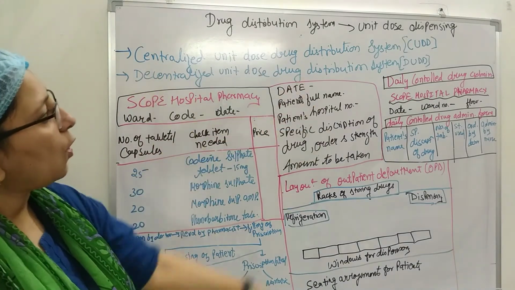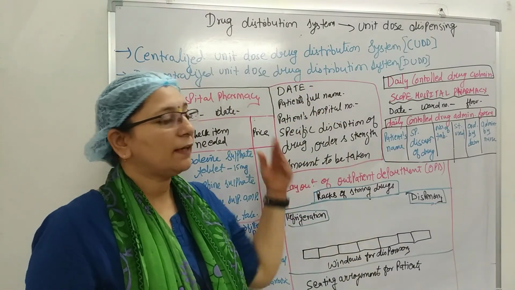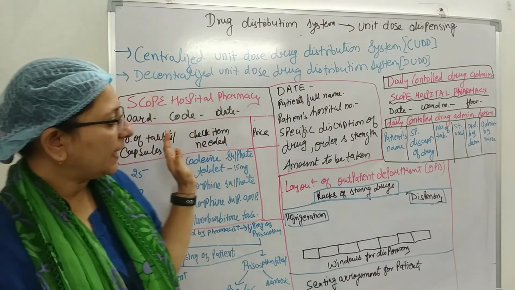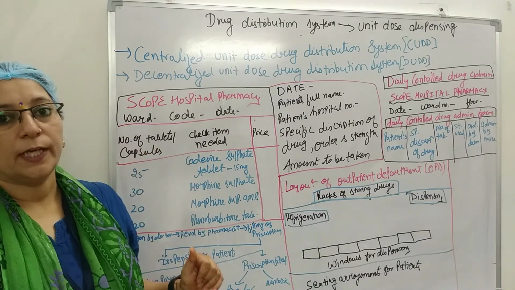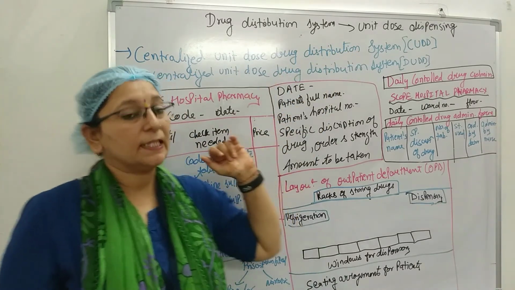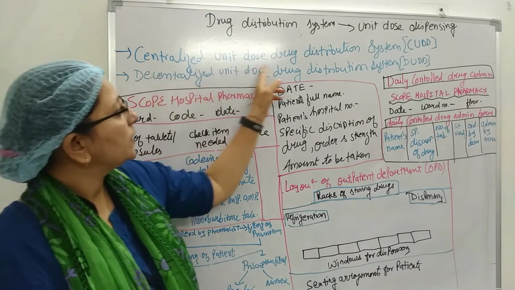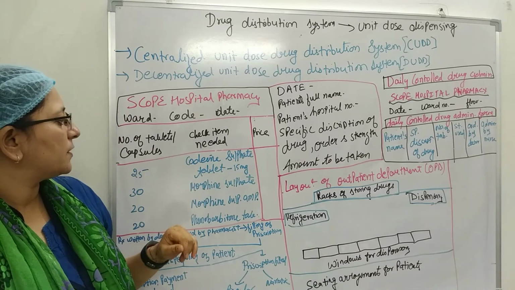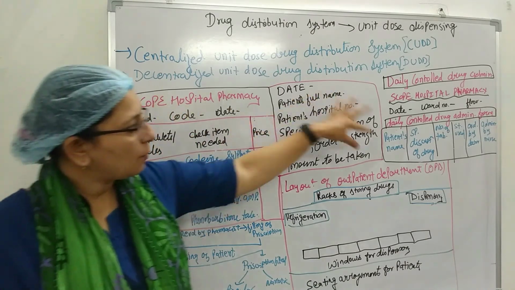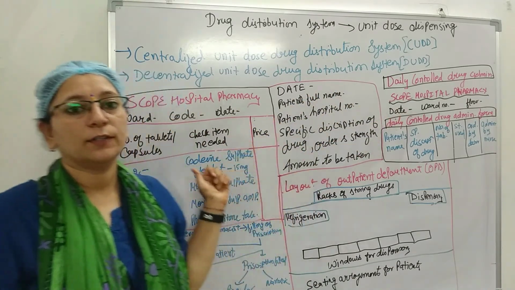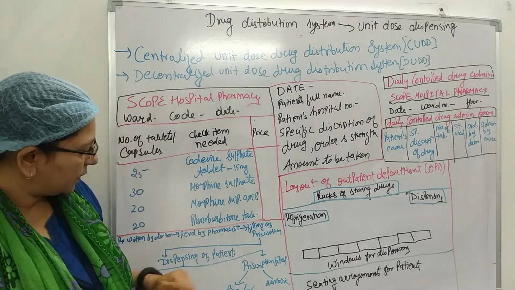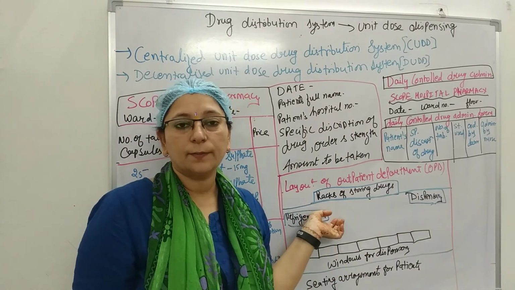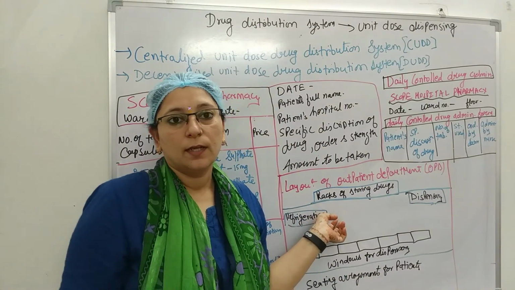So, this is all about unit dose dispensing and controlled drug administration. In this particular video, we have talked about unit dose dispensing, the centralized unit dose drug distribution system and the decentralized unit dose drug distribution system, and the different forms for control and for the unit dose drug system. And this is the layout of the outpatient department, the OPD layout.